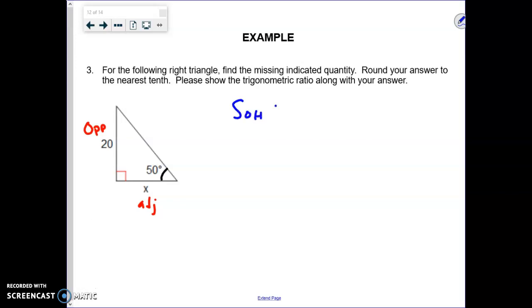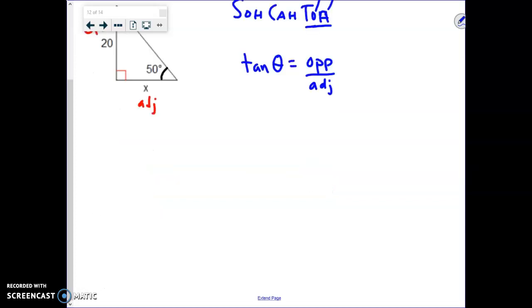TOA, opposite to adjacent would be tangent. So TOA. Why? There's your opposite and your adjacent. That's tangent. So tangent, we're going to use the tangent of our angle is equal to opposite over adjacent. And so this is what we're going to use.